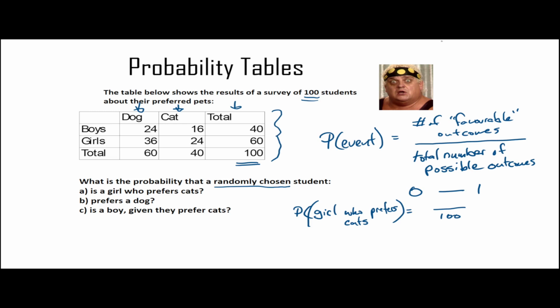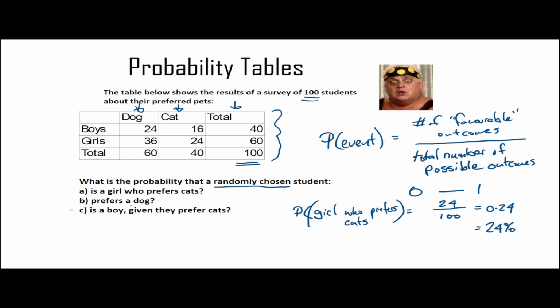What is the probability? So this is B. What is the probability that a randomly chosen student prefers a dog? So it's going to be out of 100 again, and we ignore the gender. As long as they prefer a dog, you're alright with us. And there are 60 of those people. So the probability that they're a dog person is 60 out of 100. We could rewrite that as 0.6, or as 60%. All three of those are equally fine.